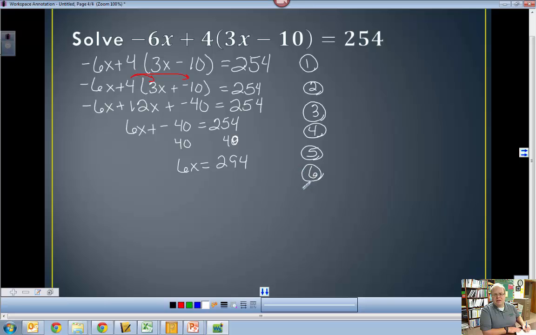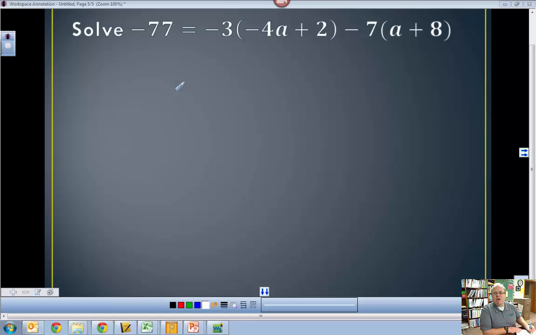Step 6. I'm going to divide by my coefficient. My coefficient is 6, so I'm going to divide by 6. So I have 294 divided by 6. 6 goes into 29 4 times, which is 24. Bring that down, that's 5. Bring my 4 down, that's 4. It goes into 54 9 times. So that is 0. So x here equals 49.